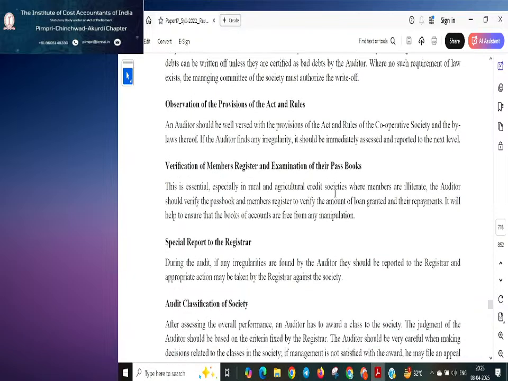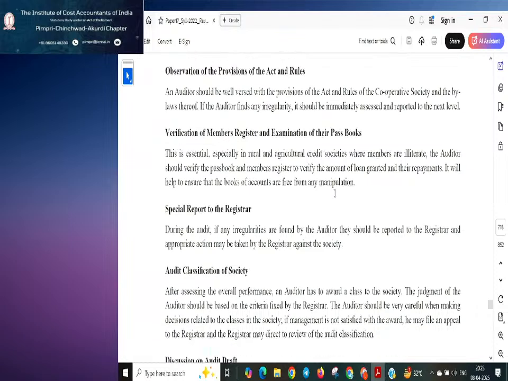Verification of member register, examination of their passbook. Here they have listed it in points. It is something repetitive in nature. So you can go by these subheadings, which, if you synchronize all these things, become good points for an auditor to check through.